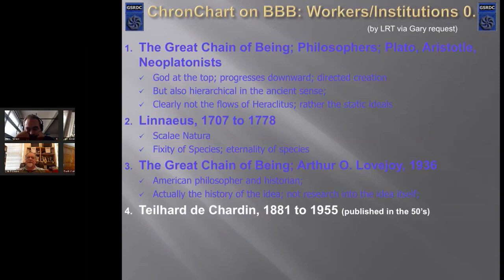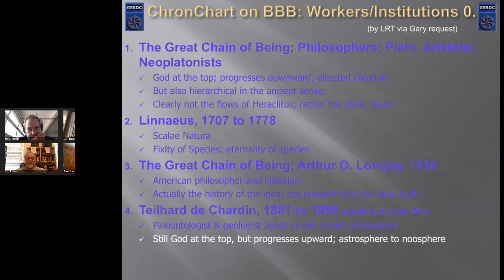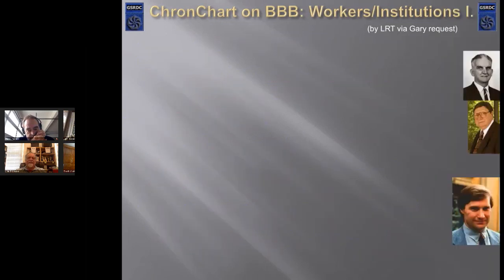That's why I put in the chart, I put this as the 0th level. Teilhard de Chardin was a Jesuit priest, and he published in the 50s a series of books. He was a French philosopher, and he still had God at the top, but he had a continuous evolution to the noosphere, which was from the astrospheres, the physical would actually develop into the spiritual. But he didn't specify the science at the origin events at each level at all. He was a scientist, so he talked about the anthropology.